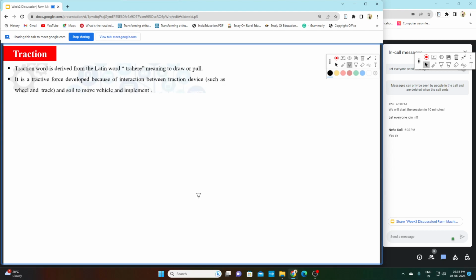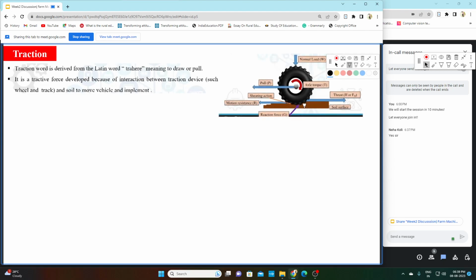So to move the vehicle and the implement. So again I am repeating, what is traction? It is a force. Why does this force come into play? Because there is an interaction between this tire and the soil, and this interaction helps the tractor to move the implement. So this is the thing called traction.